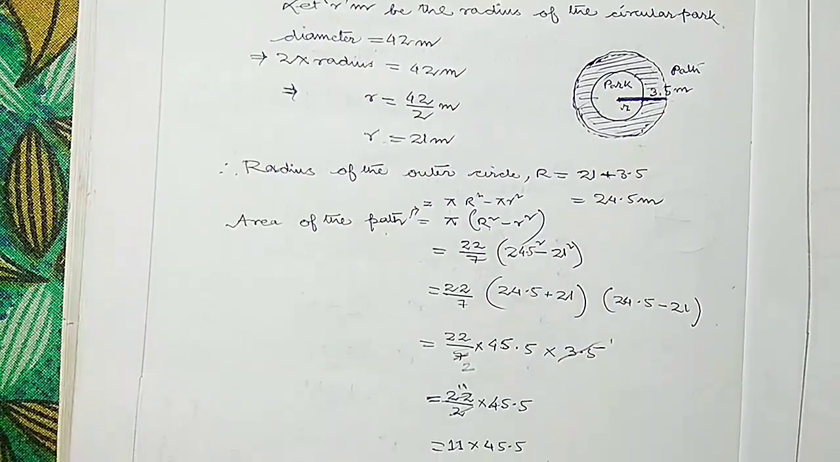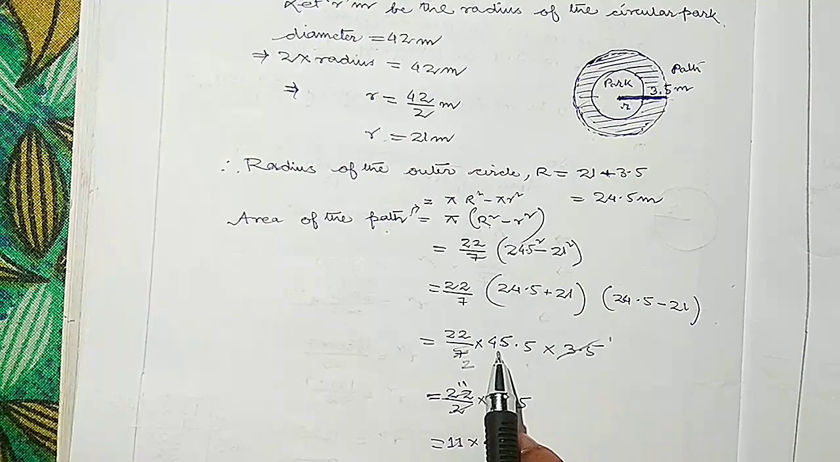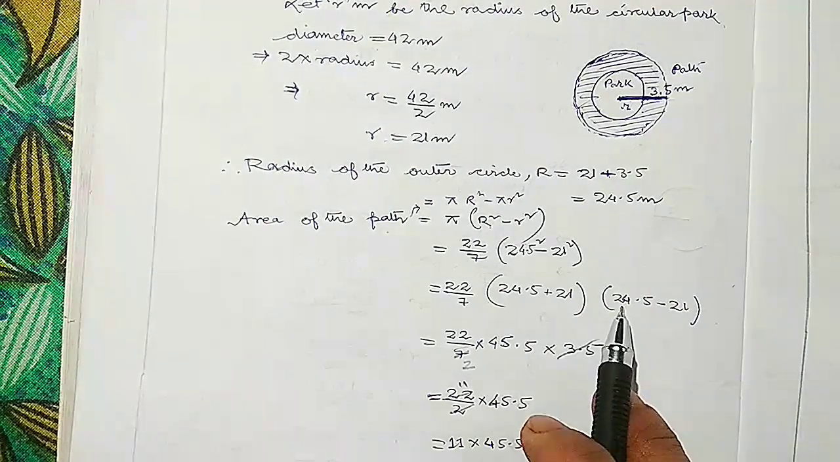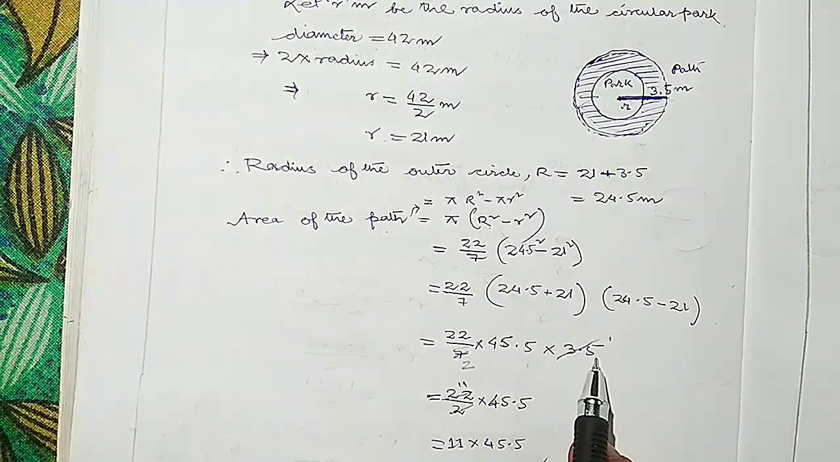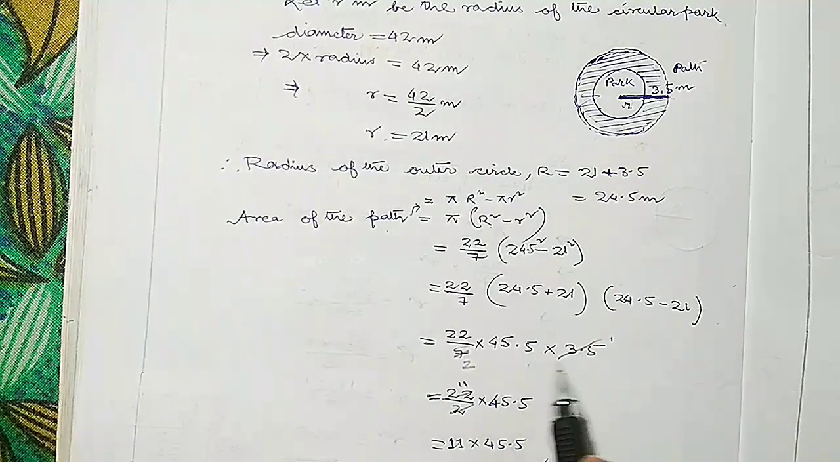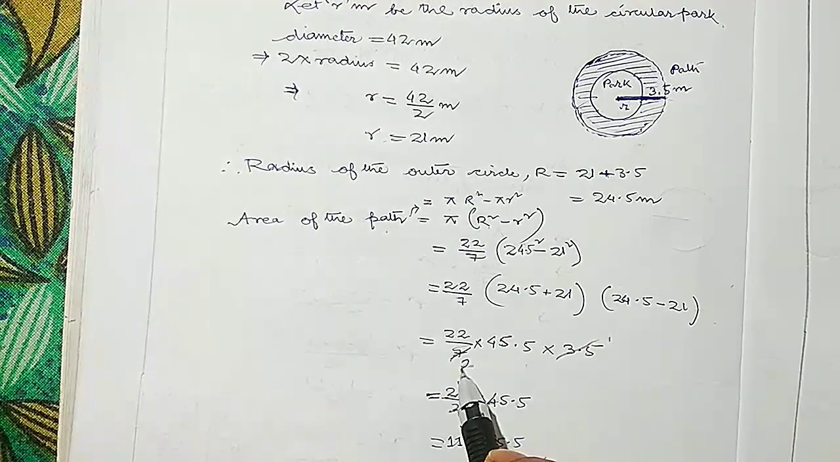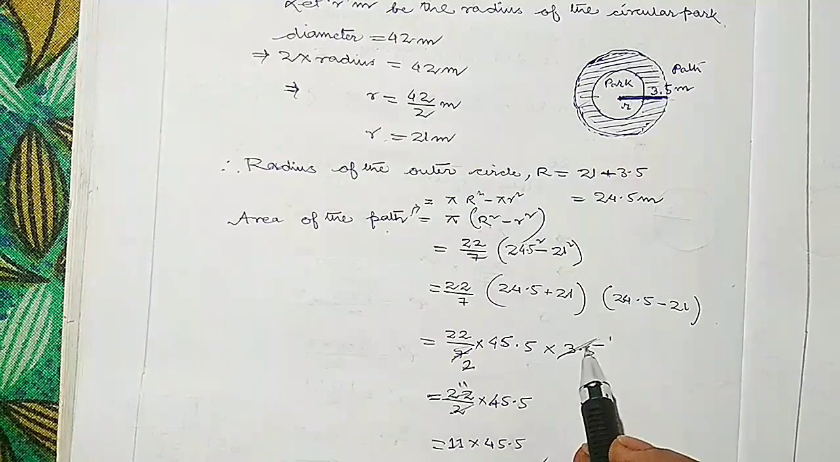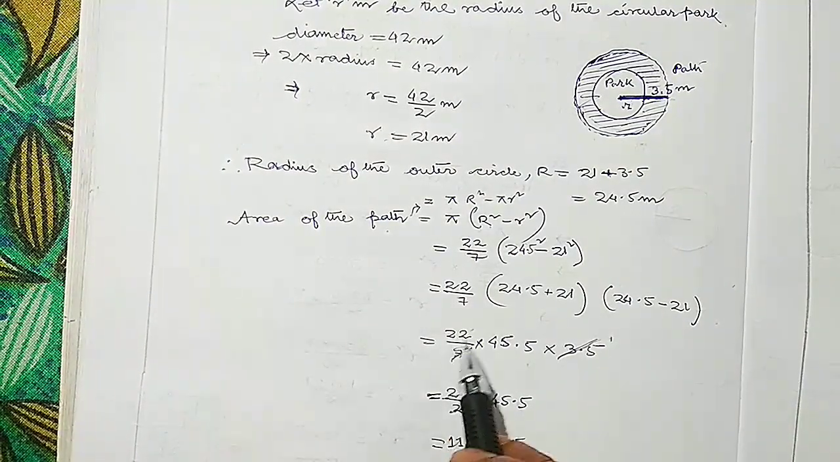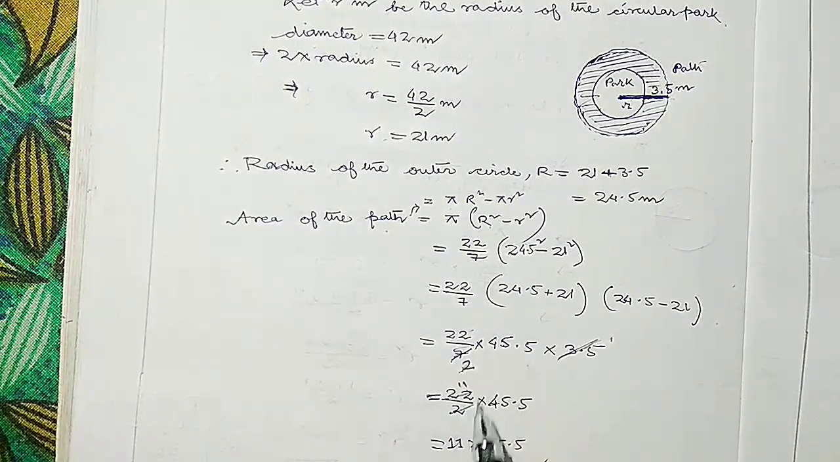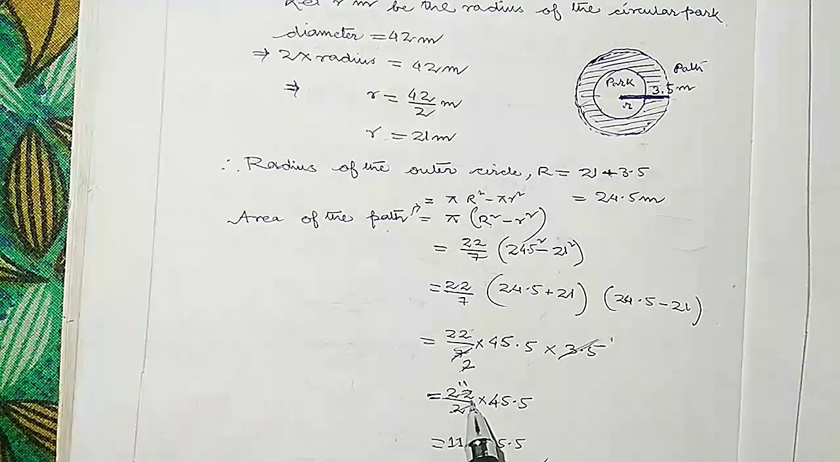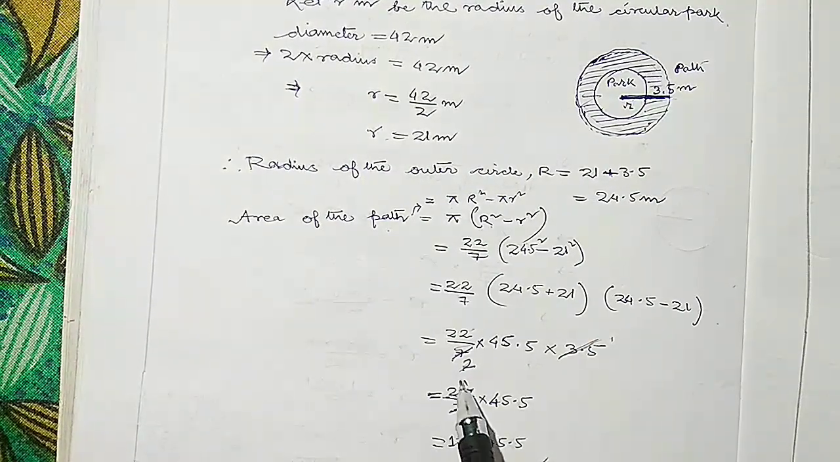Now 24.5 plus 21 will be 45.5. And 24.5 minus 21 is 3.5. Now 3.5 and 7, if I cancel, I am going to get 2. So we got 22 into 45.5 by 2. This 22 can be further cancelled with 2 and we got 11.